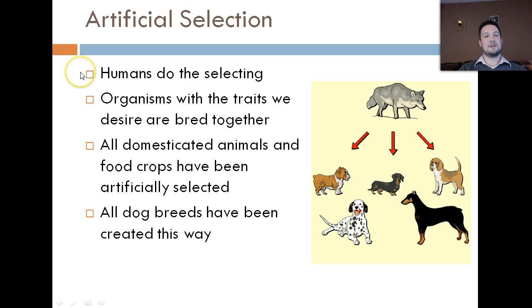Okay, in this case, we're not talking about what is an advantage in the wild. We're talking about humans actually controlling these populations and deciding what traits should be passed on. So instead of survival and reproduction being the criteria here, it's people keeping these, in this case, dogs as pets and deciding what they want.